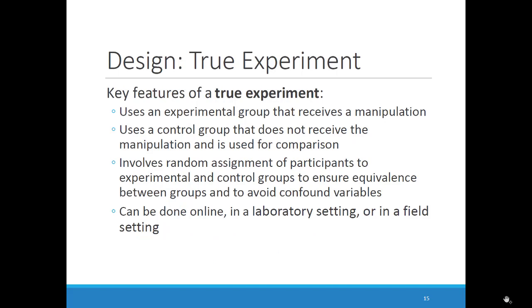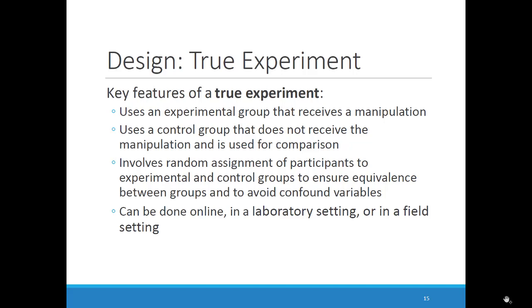Okay, so let's talk about some features of a true experiment. And I know that I already talked about these a little bit in the previous slide, but we'll go over them again. So first, they use an experimental group that receives a manipulation. Second, they use a control group that does not receive the manipulation and is used for comparison. So the control group could get nothing, or it could get what we call an active control, which is a different type of manipulation. It involves random assignment of participants to experimental and control groups to ensure equivalence between groups and to avoid confounding variables.